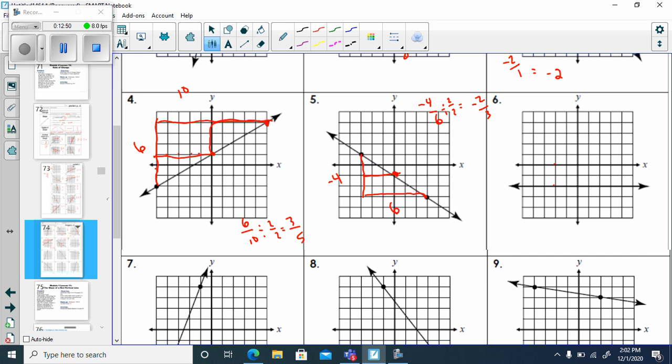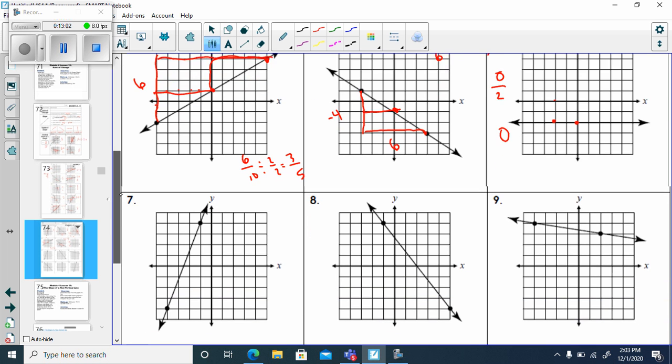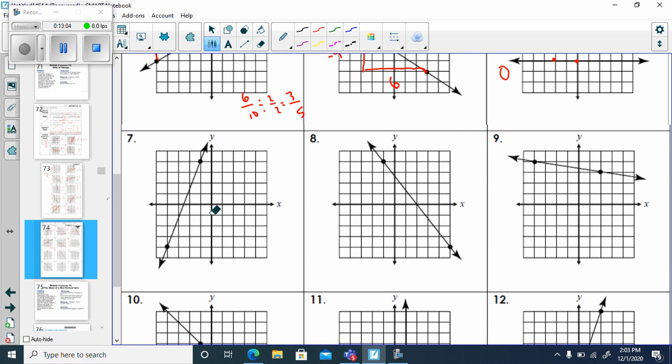Choose 2 points on this line. Let's see. How about those 2 points? I'm going up 0 and over 2. 0 divided by 2 will give you 0. Your slope is 0. I go up 0 no matter how many I go across. On this number 7, I'm going up 1, 2, 3, 4, 5, 6, 7, 8. I went up 8. Okay. And I'm going in the right direction, 1, 2, 3. So my slope is 8 over 3. For each 8 I go up, I go over 3.